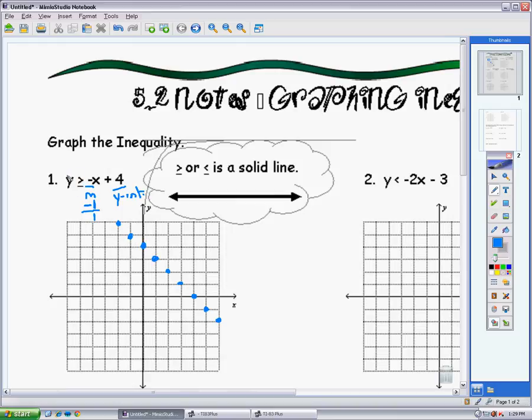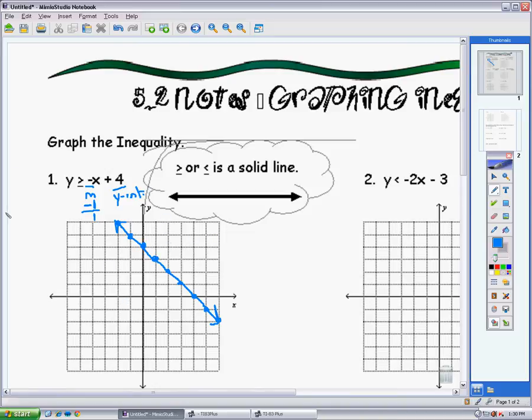Now, with y is greater than or equal to, you'll notice if it's greater than or equal to or less than or equal to, we're going to use a solid line. Okay, so just like the equality, that line is going to be a solid line through those 2 points, and that means that every point on this line is a solution to the inequality. Now, one difference is that there are lots of different solutions to this inequality. So I need to shade one side of the line or I need to shade the other.